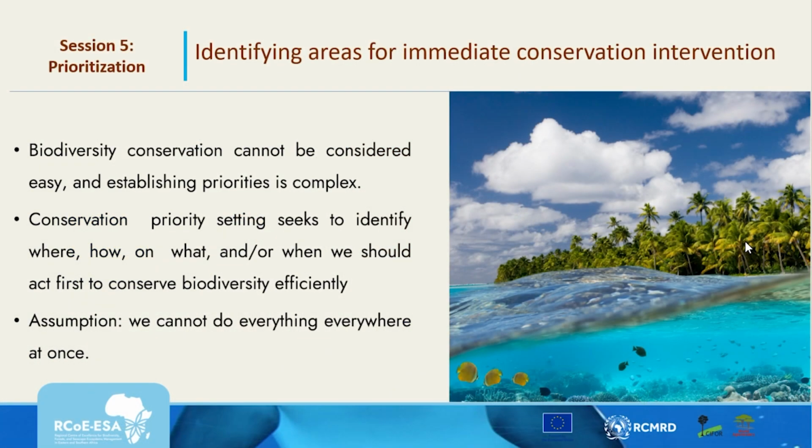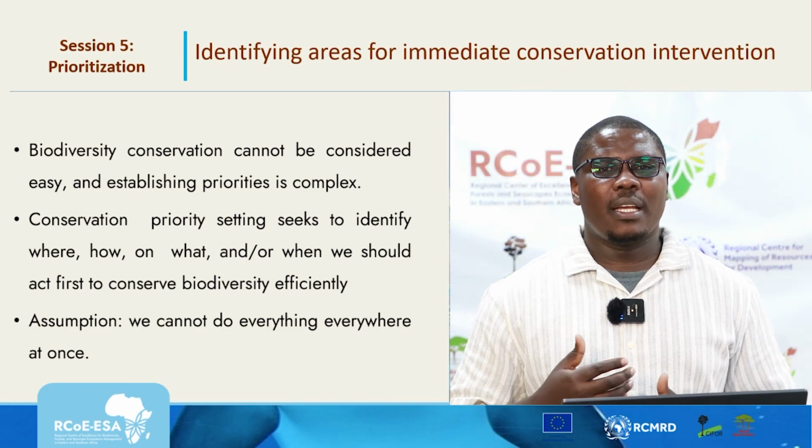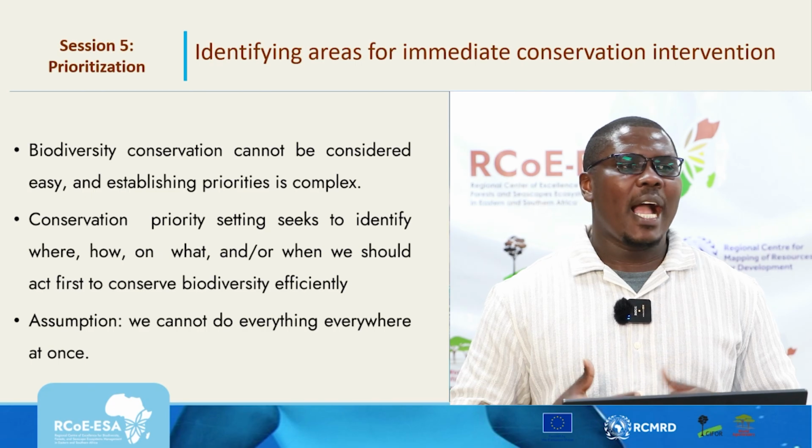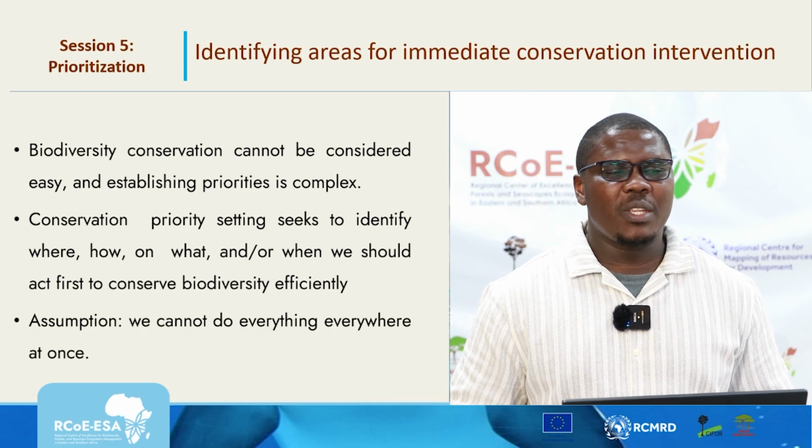So assuming we're talking about an area where we want to do conservation, what drives us to do this? We need to understand that biodiversity conservation is not as simple as people might term it to be. It's a complex undertaking. And when we're talking about prioritization, it helps us identify where, how, or what we should do first to conserve biodiversity effectively.